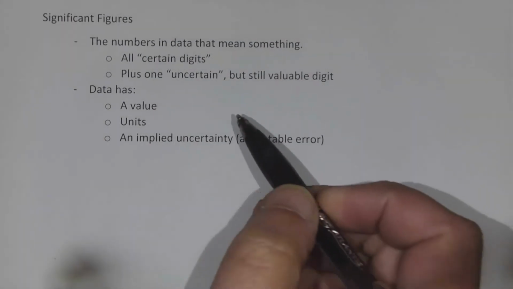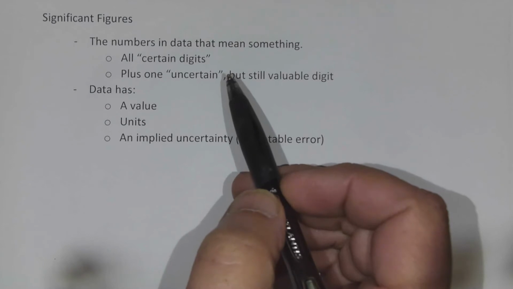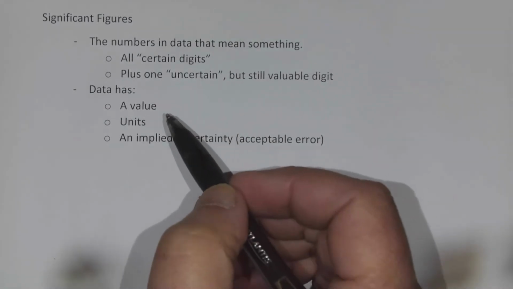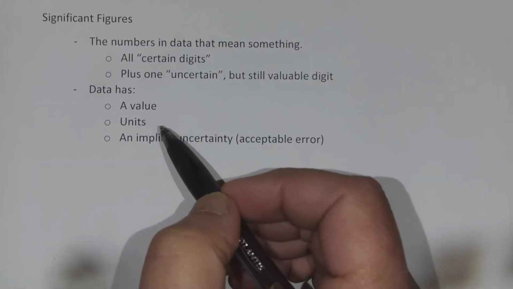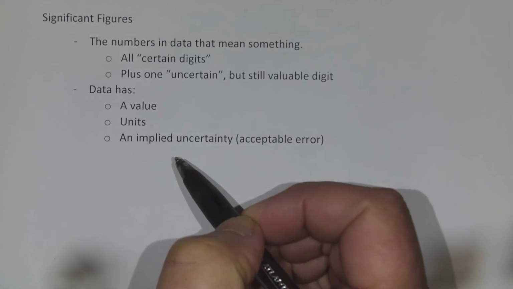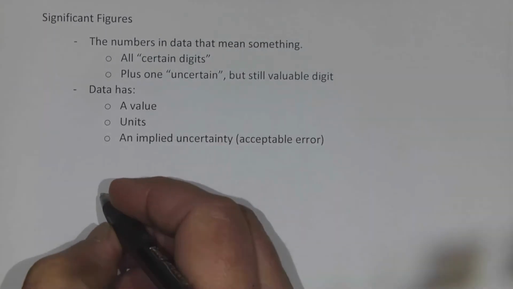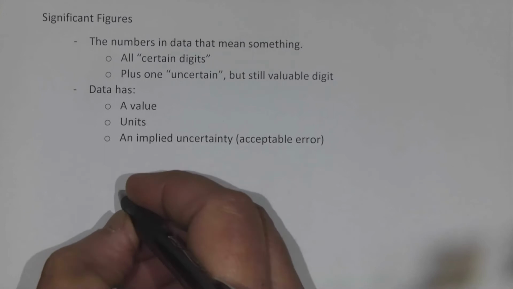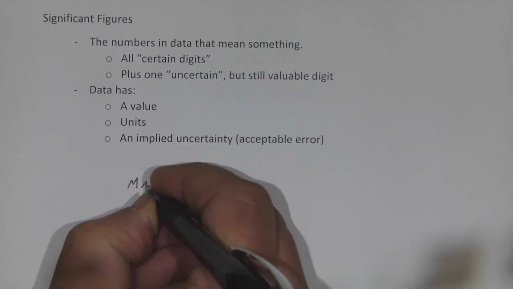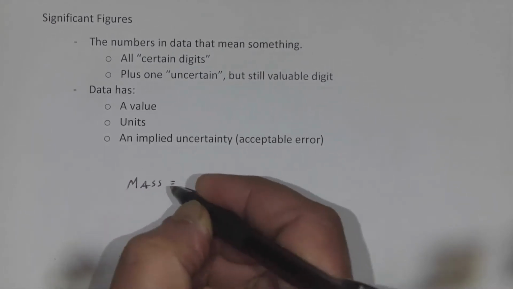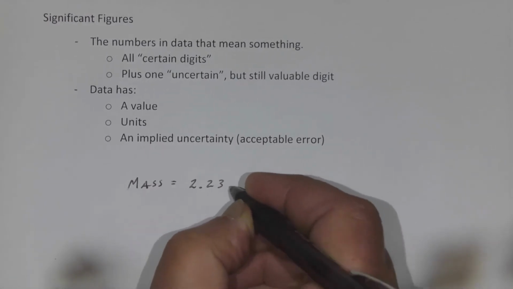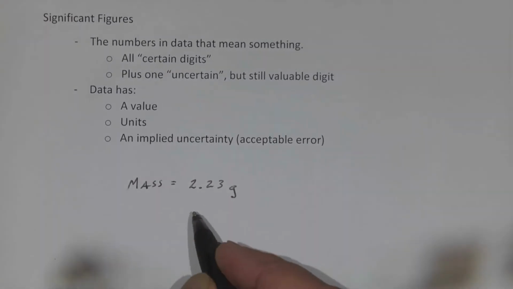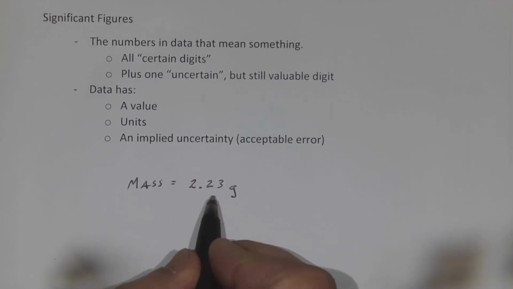So from the start, when we collect data, what we need to recognize is that we always have a numeric value, we have units, and the issue of SigFigs is about this last one, the implied uncertainty. So for example, we might measure the mass of a penny on a triple beam balance and we see that it's 2.23 grams.